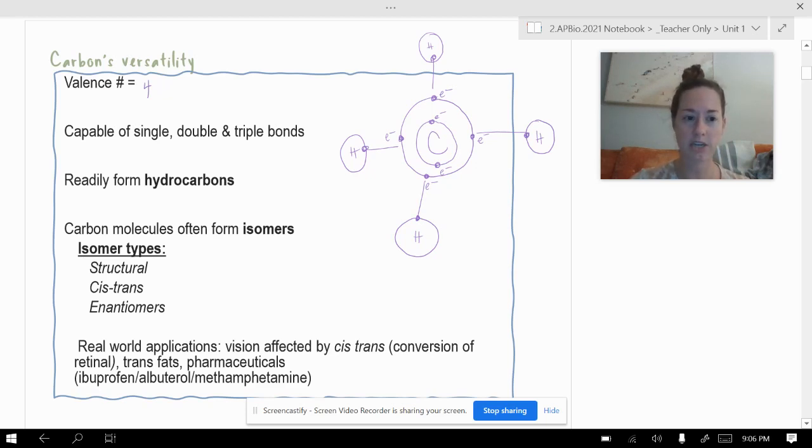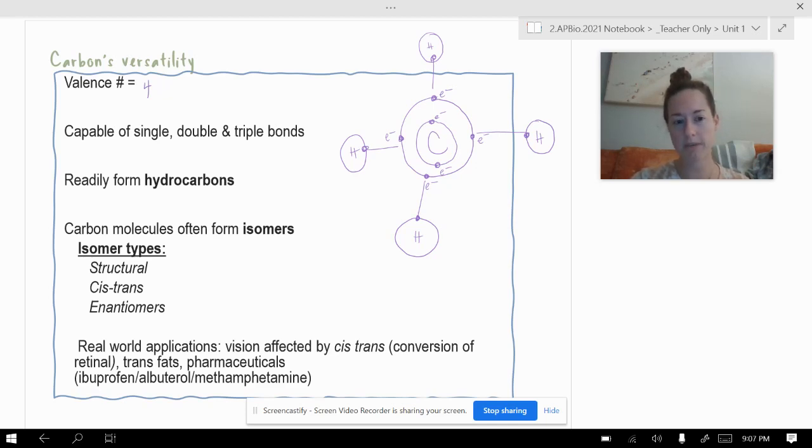Because of this, carbon's able to make single bonds like I drew here, but it can also make double bonds and triple bonds. You can't do this with hydrogen because that would be too many electrons for hydrogen, but carbons can double and triple bond to one another by sharing the electrons that way, which changes the properties of the molecule when that happens.